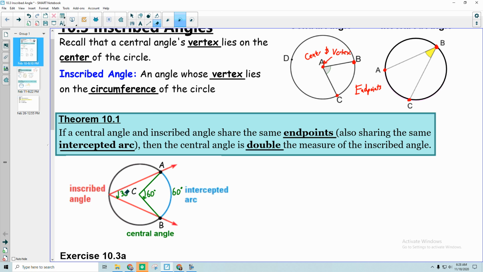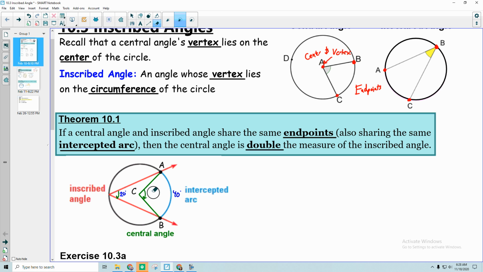Let's try this again. Say the central angle was 40 degrees. That means the intercepted arc is 40 degrees. How many degrees is the inscribed angle? 20, so it's half of that. So that's the relationship. It's kind of like the radius and diameter relationship, where it's either half or double depending on which one you're looking at.